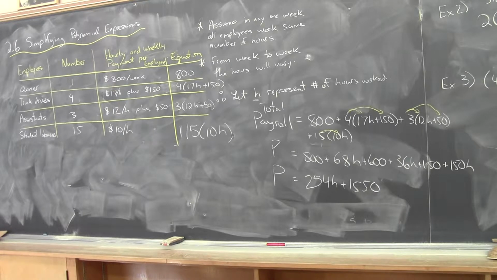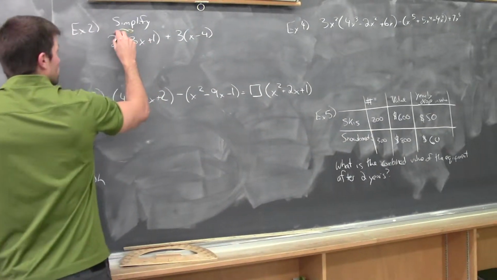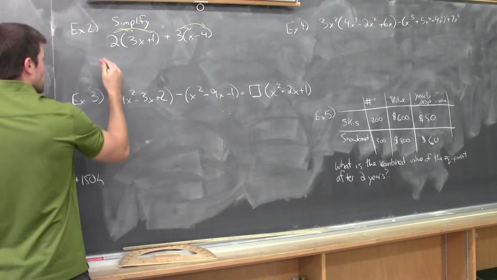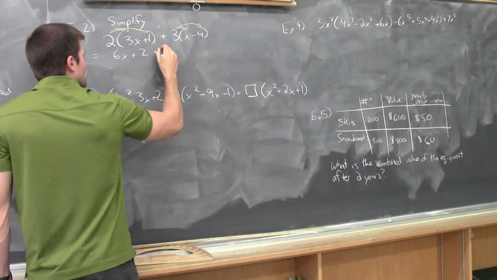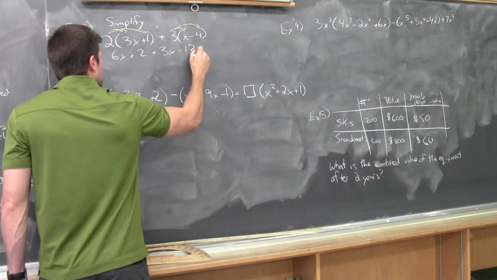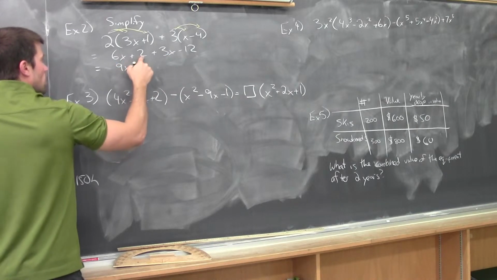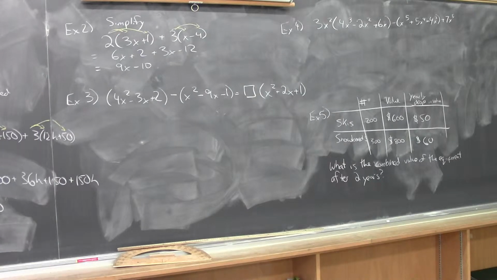All right, moving on. Next one, example 2, it just says simplify. So I'm going to use the distributive property. Distribute this 2 and distribute this 3. I don't include that middle step, I'll just do it in my head. This is 6x plus 2 plus 3x minus 12. Now we have a 6 and a 3 is 9x, and a 2 and a negative 12 is negative 10.